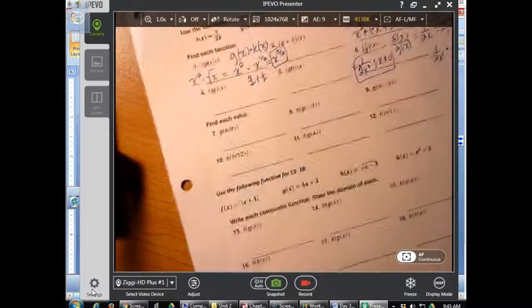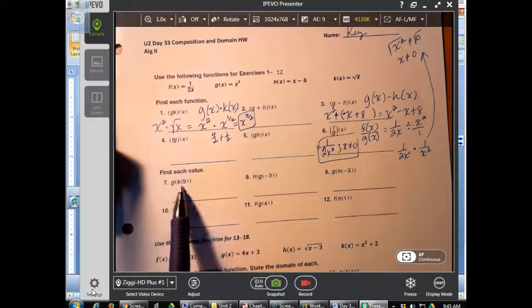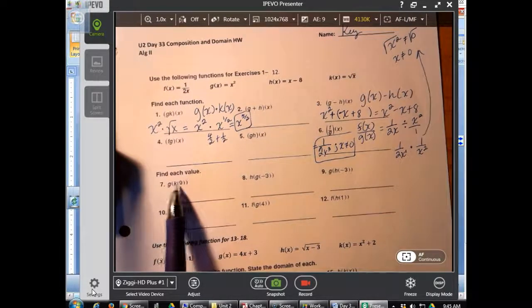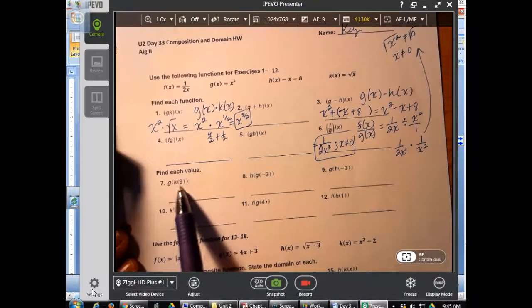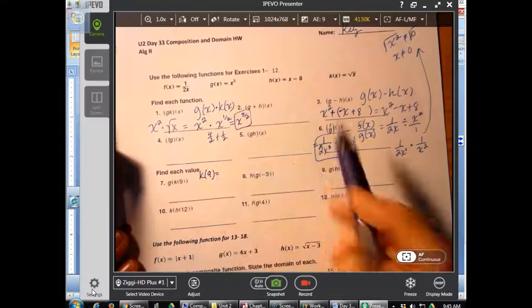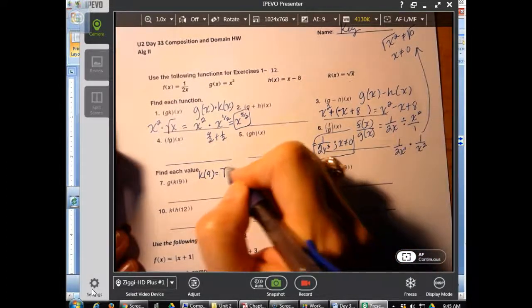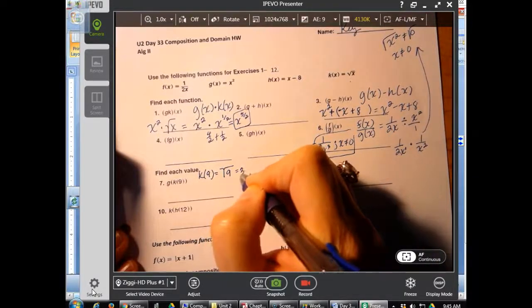Now the whole next section, 7 through 12, is all about plugging in an x, evaluating the k function at 9, for example, and then plugging that into g. So let me just do one of these for you. So first I want to find k of 9. So k of 9, I'm going to go up to my k function. It's just the square root of x. So it's the square root of 9, which is 3.